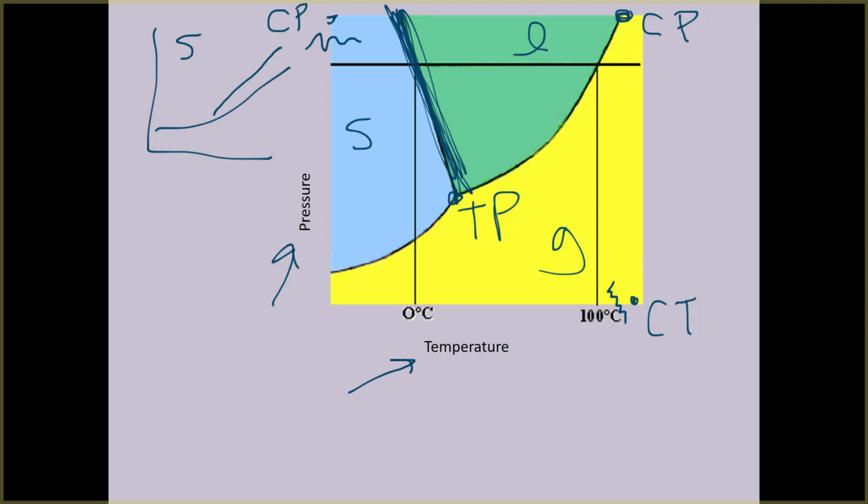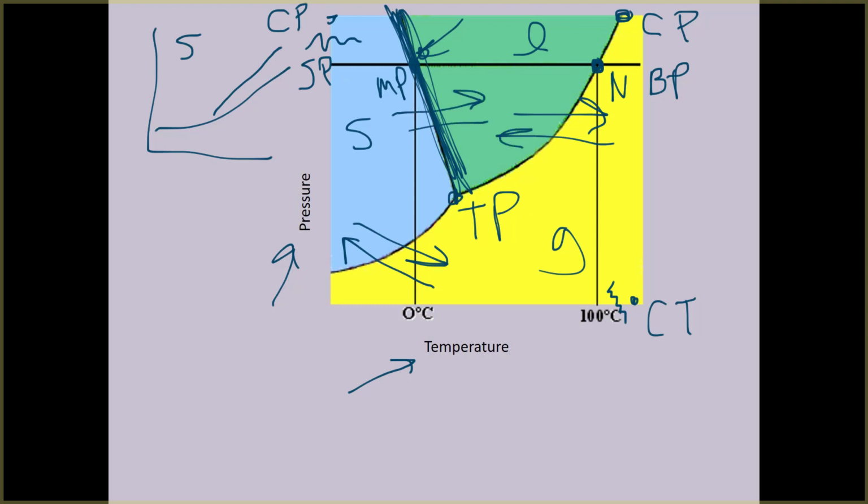I could figure out my normal boiling point and my normal melting point. So this right here is my normal boiling point, and this right here is my normal melting point, right there. That's because I have standard pressure right here, where that is. And I should know some phase changes. Going this way, that's sublimation. Going this way is deposition. This way is boiling. This way is condensation. This way is melting. This way is freezing.